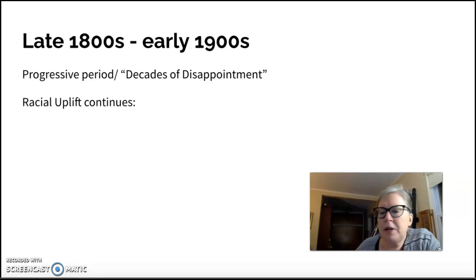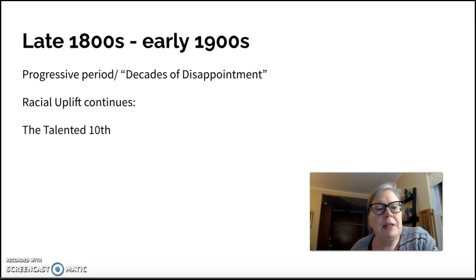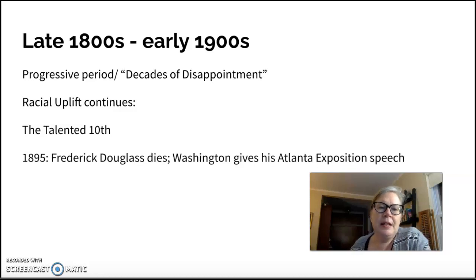So we see continued uplift, racial uplift efforts, lots of discussion about the best way to improve conditions for Black life in America. We get W.E.B. Du Bois's idea about the talented 10th, this idea that the top 10% will help uplift the other people in the culture. In 1895, we have a pretty symbolic year. This is when Frederick Douglass dies, and this is also when Booker T. Washington gives his Atlanta Exposition speech. This is the speech that is excerpted in the book that I'm having you look at this week.